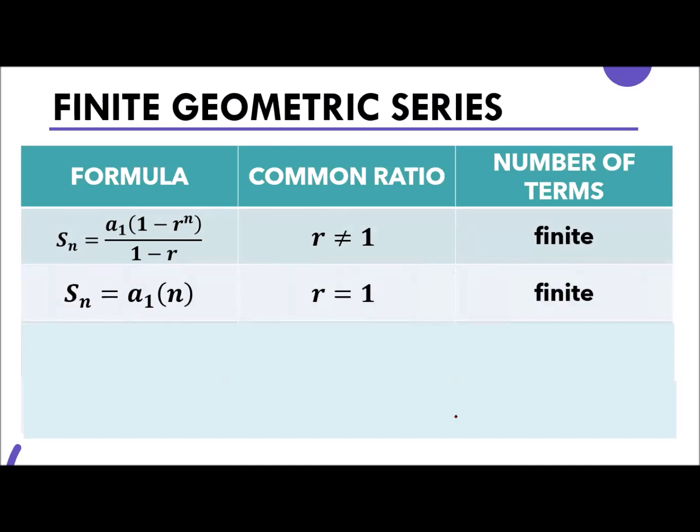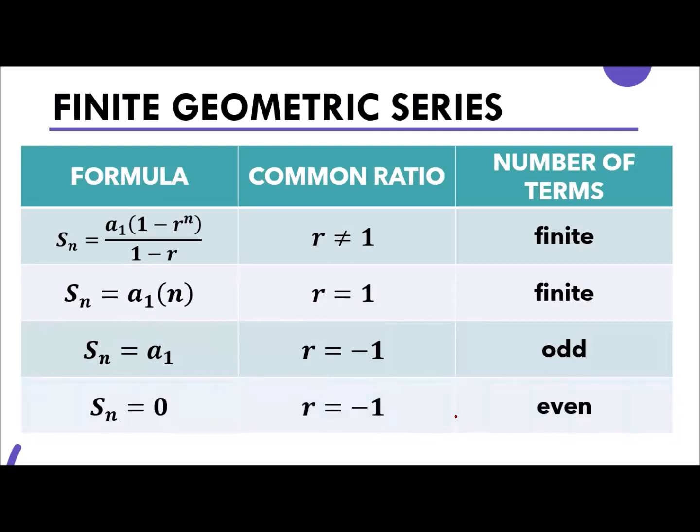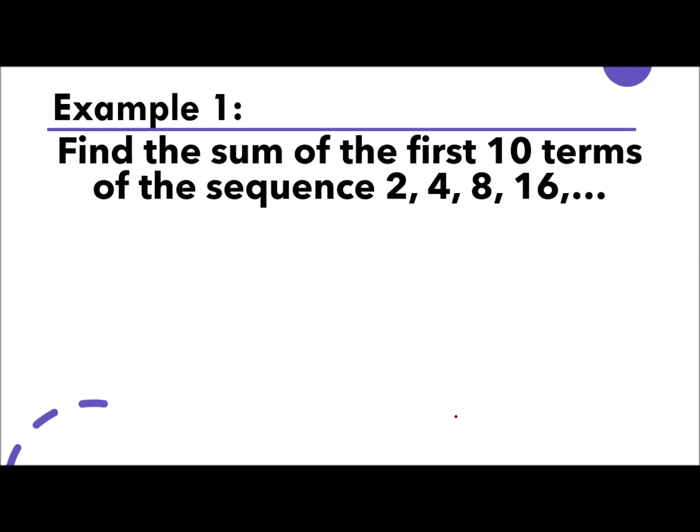Then the next one is, finite pa din, pero what if the value of r is equal to 1? Okay? So, madali lang ang gagawin natin. So, that is simply a sub 1 times n. And then, paano naman pagka odd number of terms at ang ating common ratio ay negative 1? So, as simple as, kung ano ang first term, yun na yung sum. Okay, later on, mabibigyan tayo ng example. And then, pagka even naman at ang common ratio ay negative 1, the answer is always 0. So, for us to learn deeper, let's have examples.